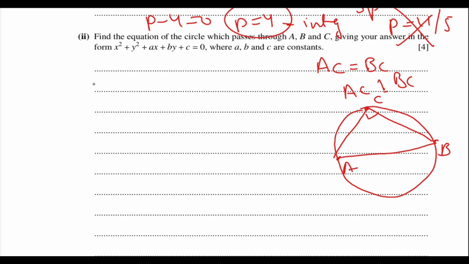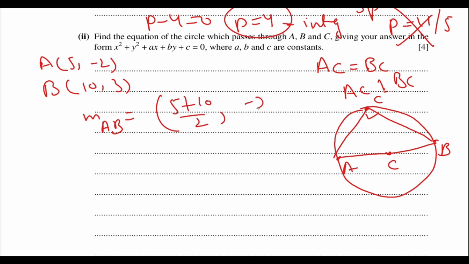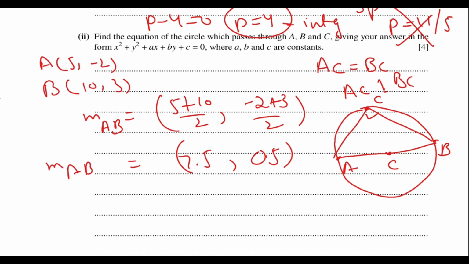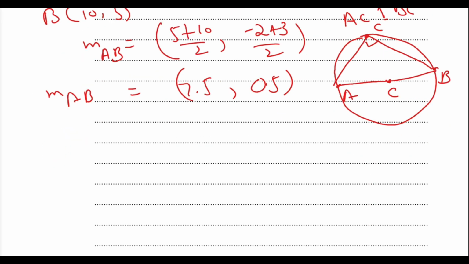So we will find the midpoint. A coordinates are 5, minus 2 and B is 10, 3. We will call this midpoint the center, C, right now. M of AB, the midpoint of AB, will be equal to (5 plus 10) divided by 2, (minus 2 plus 3) divided by 2. So we will have 7.5 and 0.5. This is our midpoint of AB. The second thing we have to do is calculate the radius, by using B and C coordinates. C coordinate is 7.5, 0.5, that we have calculated here.